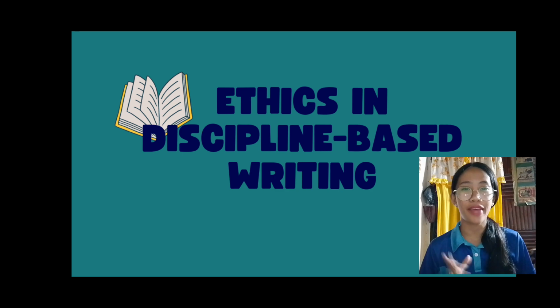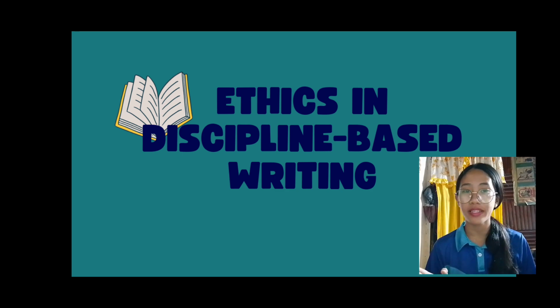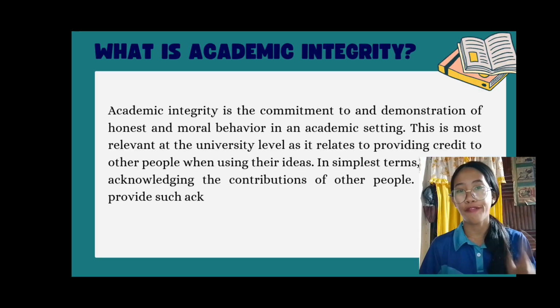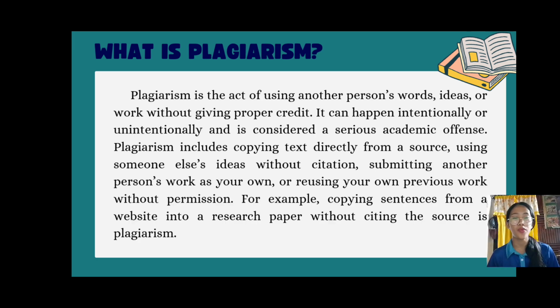Let's move on to the ethics in discipline-based writing. So this means being honest and responsible. It is important in all academic work. First, we have academic integrity. So this means giving proper credit to others' ideas, of course. It shows honesty in academic writing. Now we have plagiarism. We are familiar with this word, right? So it happens when someone uses another person's work without credit. It is a serious academic offense.